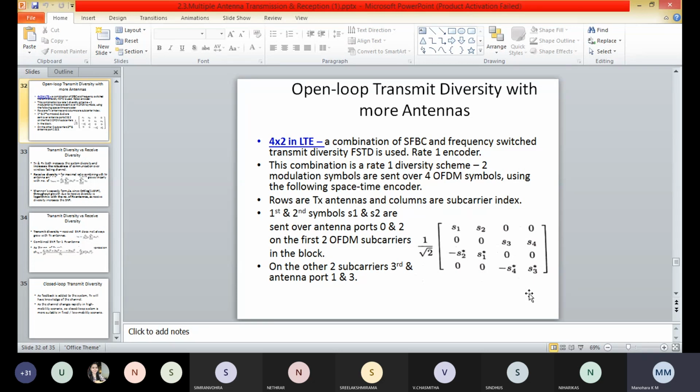So to send two streams using the 4 antennas, LTE uses an open loop 4x4 spatial multiplexing approach. We are using the 4x4 multiplexing approach to transmit two streams using the 4 antennas. So this is about the 2x2 and 4x2 in LTE. Are there any doubts regarding this?